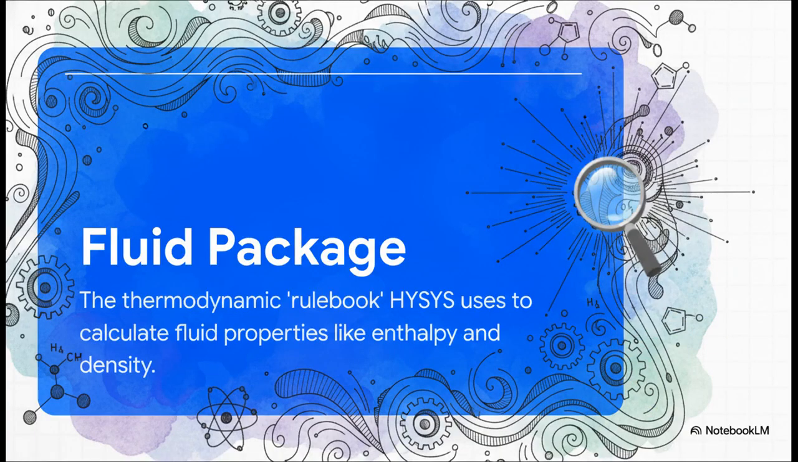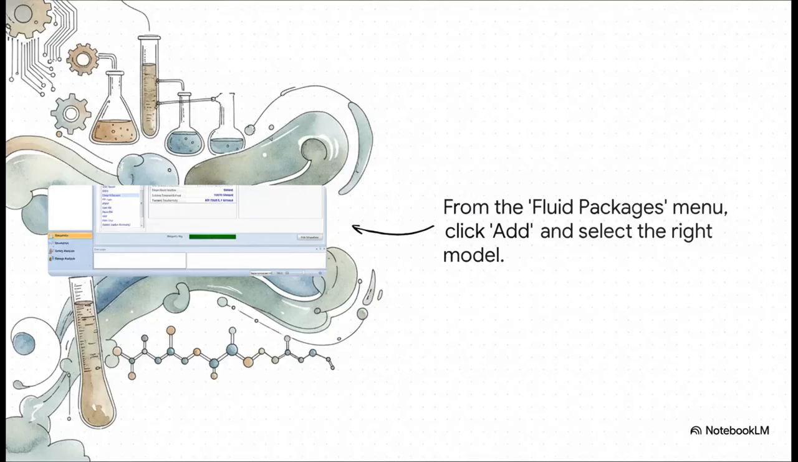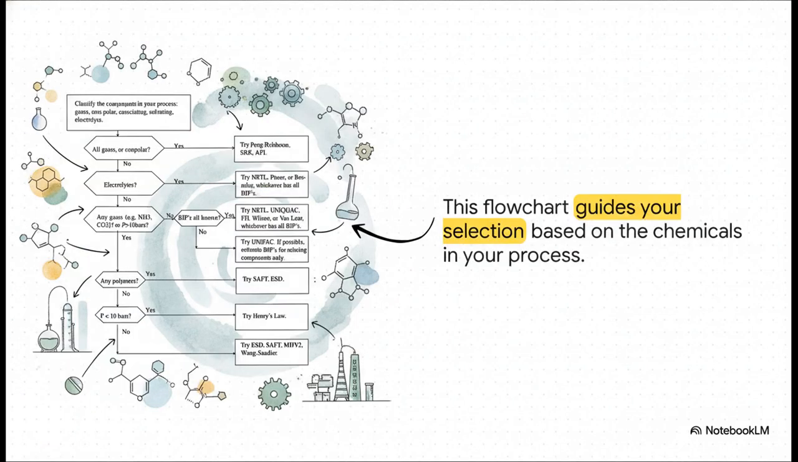Next up is the most important decision you'll make, the fluid package. Think of it as choosing physics. So you'll select Fluid Packages, click Add, and then choose your model. Peng-Robinson is a super common choice. Choosing the right one is key for getting accurate results. This chart here is a great guide for that.